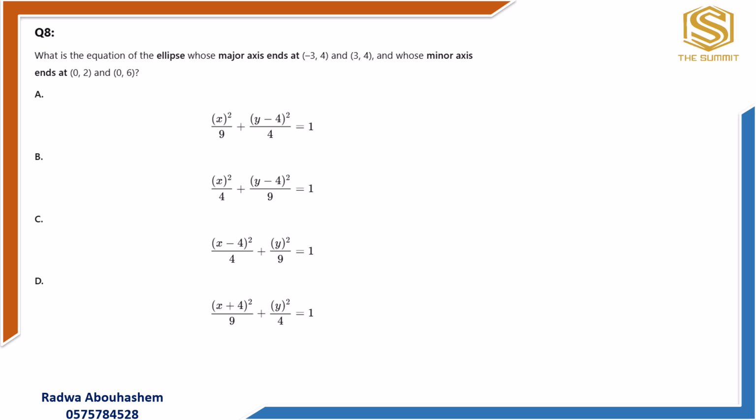What is the equation of the ellipse whose major axis ends at (-3, 4) and (3, 4), and whose minor axis ends at (0, 2) and (0, 6)? Okay, that's good. As you see here, to get any equation I need the center, I need the major axis, and I need the minor axis, and I need also to know if it's a horizontal major axis or a vertical major axis. Now, let's see.